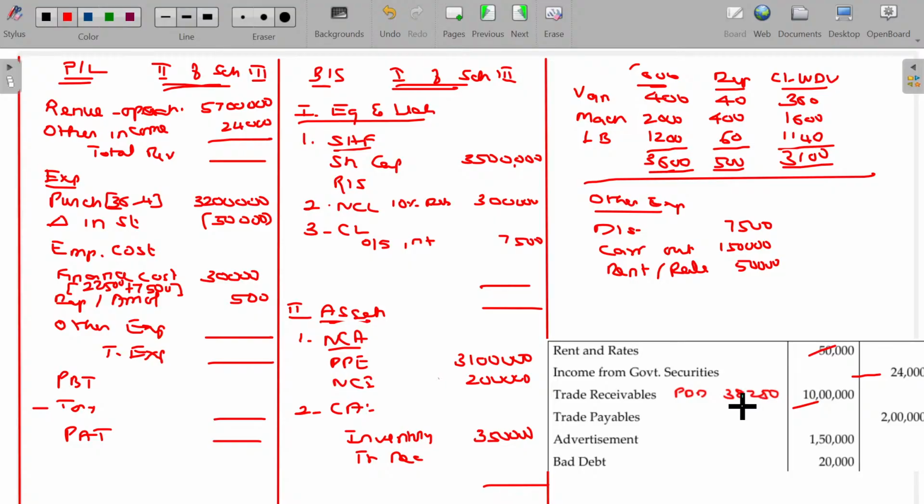We have been given the provision for doubtful debts, PDD, 38,250. In trade receivables, come on, tell me. From the 10 lakhs, you have to subtract 38,250. What is the net value? 9 lakhs 61,750. Trade payables 2 lakhs.